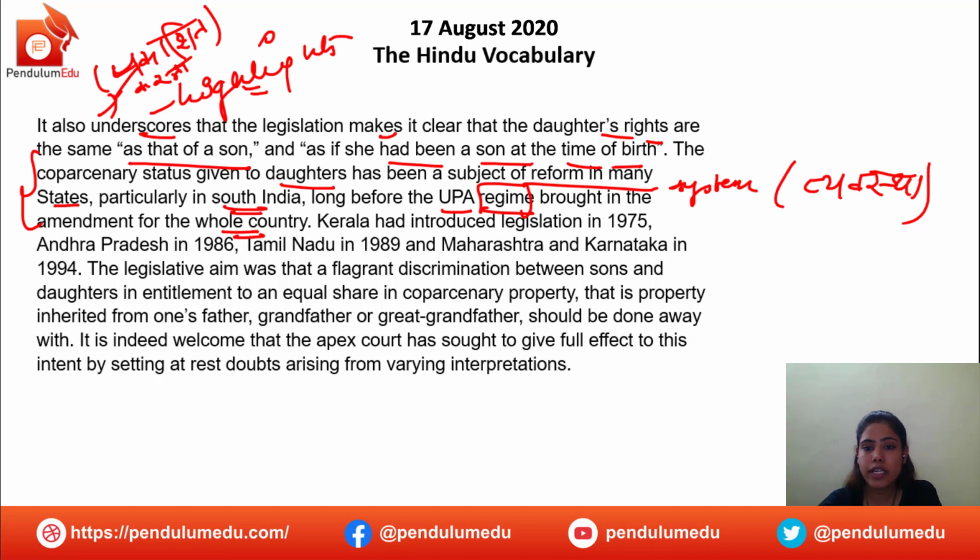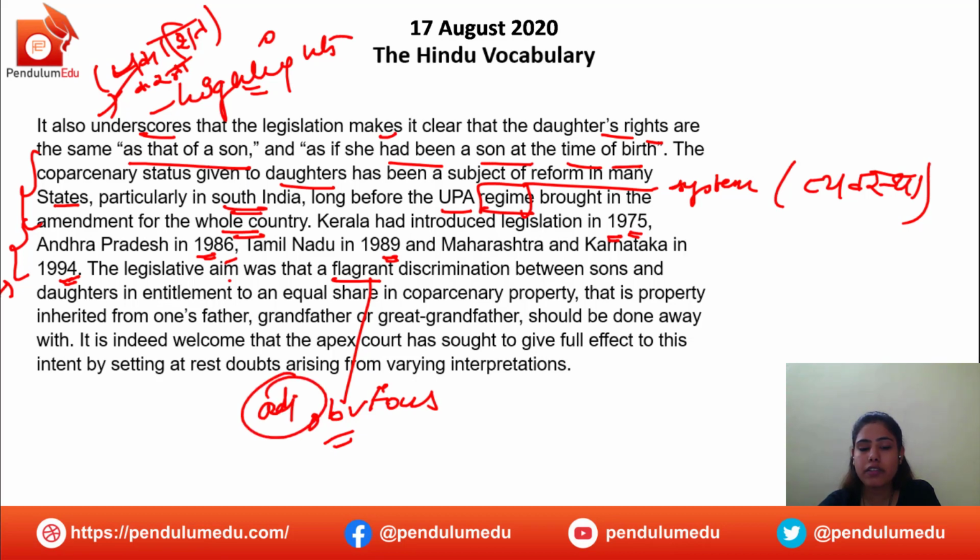Kerala had introduced legislation in 1975, Andhra Pradesh in 1986, Tamil Nadu in 1989, and Maharashtra and Karnataka in 1994. So see, they have already implemented it, and they are using it since so long, 1975, 86, 89 and 94. Though the entire country has not implemented it, now I believe it should, and it will, it has to. The legislative aim was that of flagrant discrimination, that is an obvious discrimination.